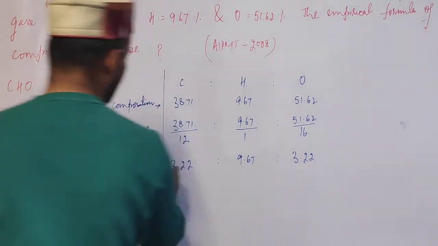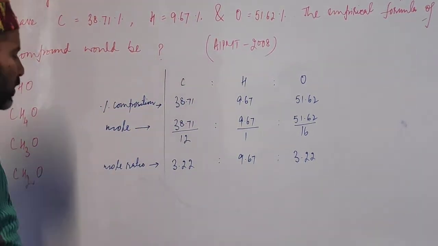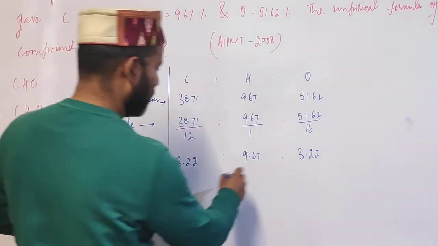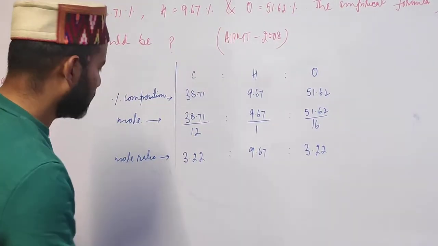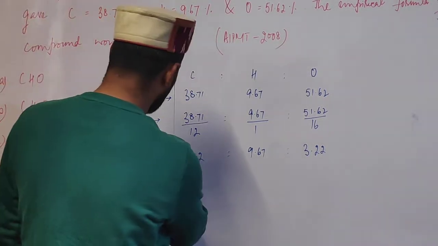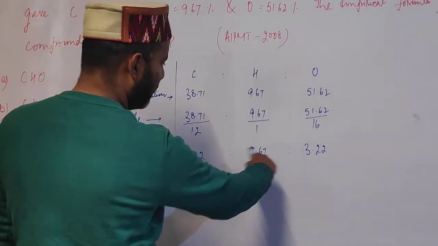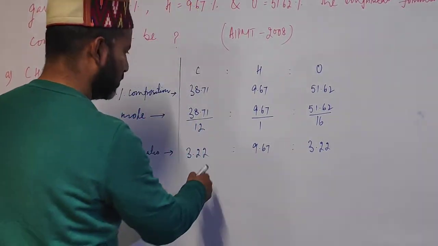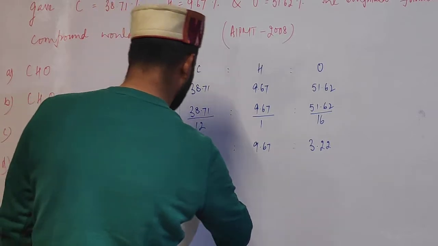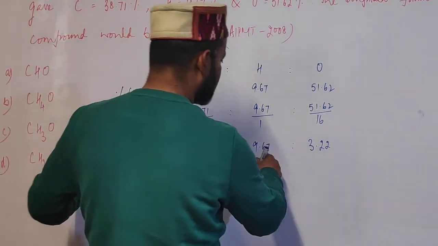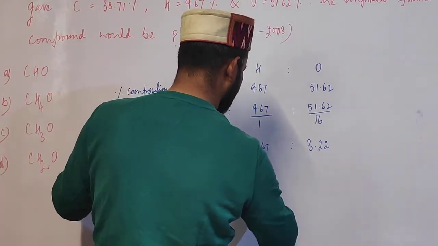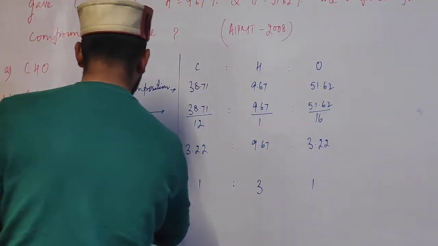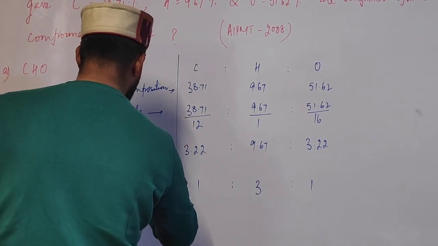So from moles we find mole ratio. Now students, we will convert this into the simplest ratio. For that, we simplify the mole ratio by dividing everything by the smallest value, 3.22. So 3.22 divided by 3.22 would be 1. 9.67 divided by 3.22 is 3. And this is 1. So this is our simplest ratio.